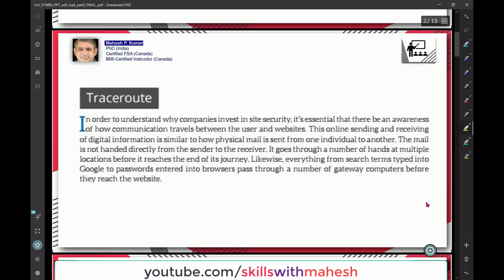Yeah, this is very interesting information, right? So our digital information, when it travels from one computer to another computer, one computer may be your computer and my computer, we can call it a user computer. Another computer may be the website host, which we can call server, right? So when it travels, it passes through a number of gateways, right?